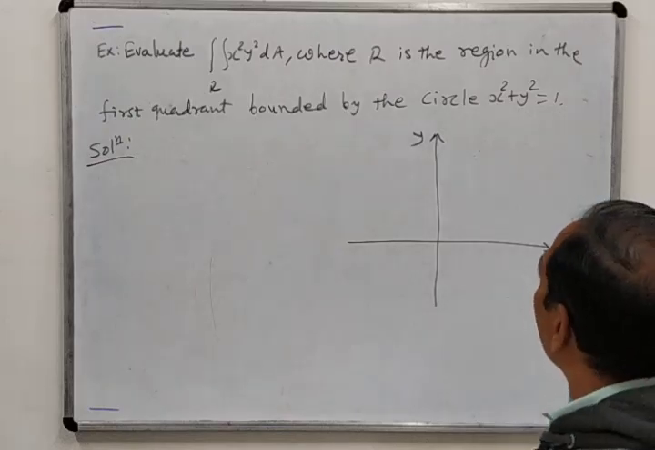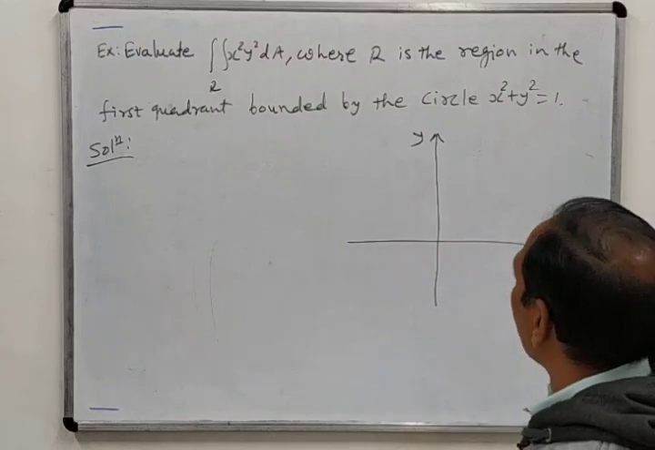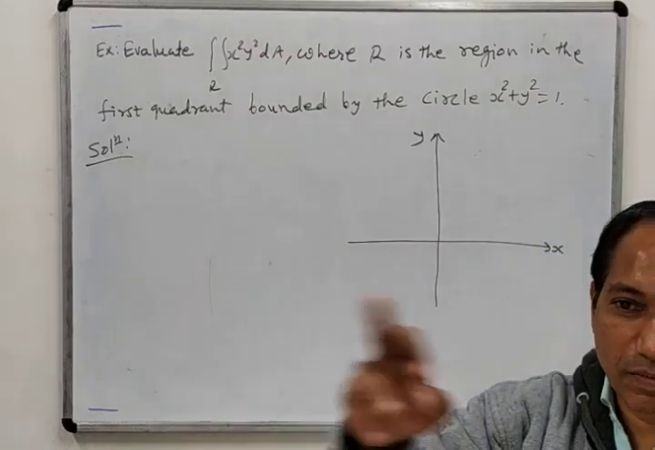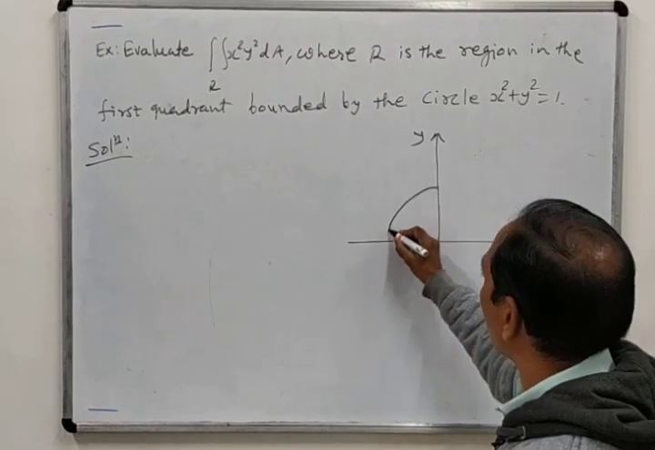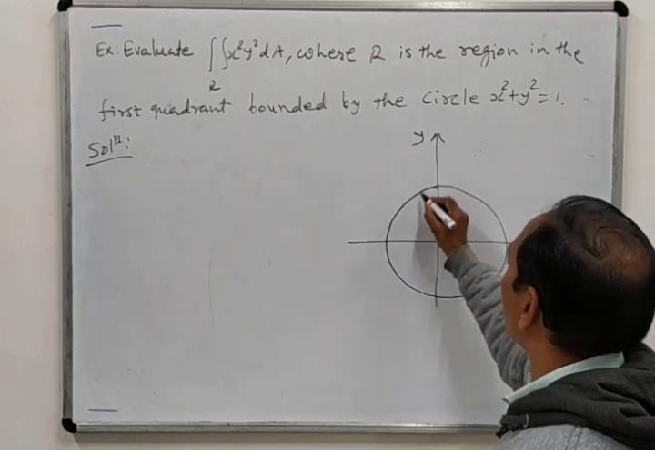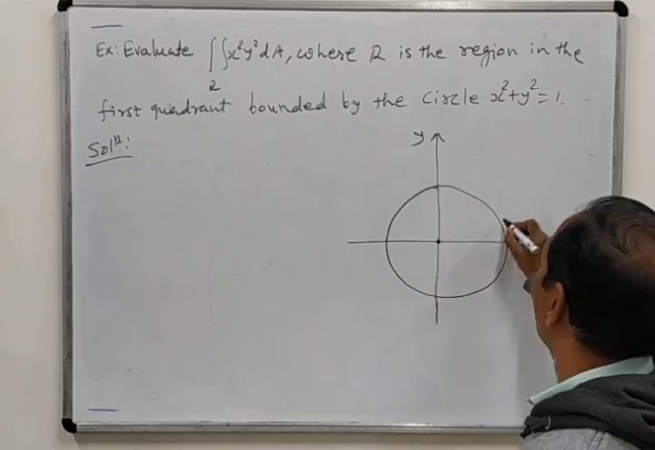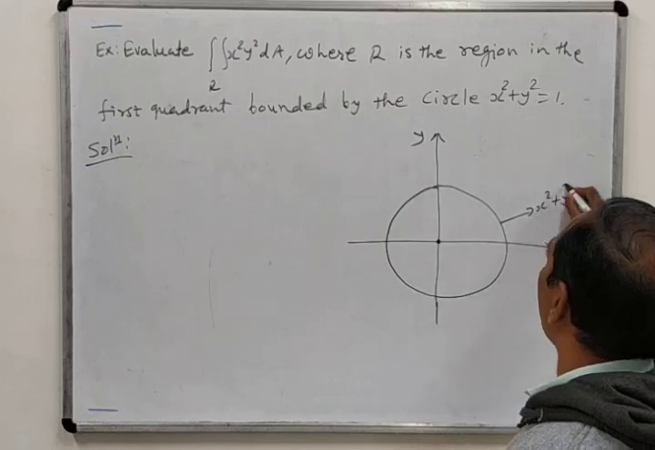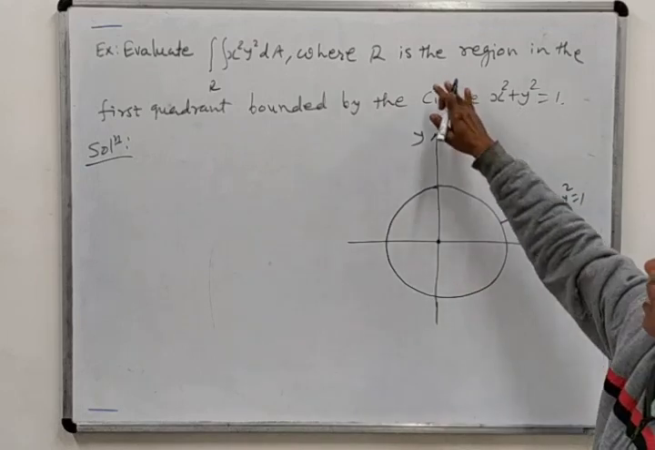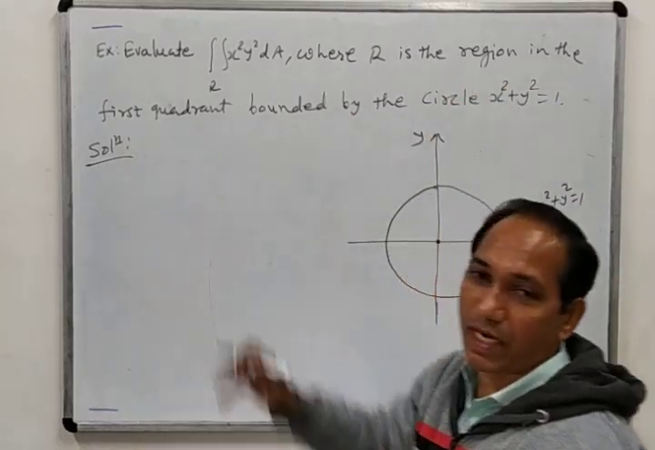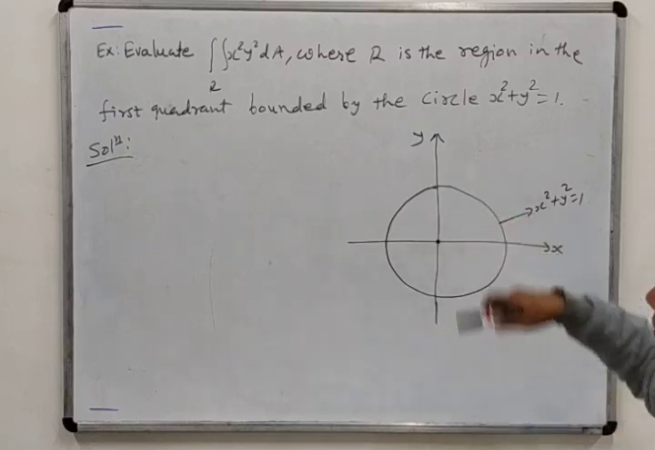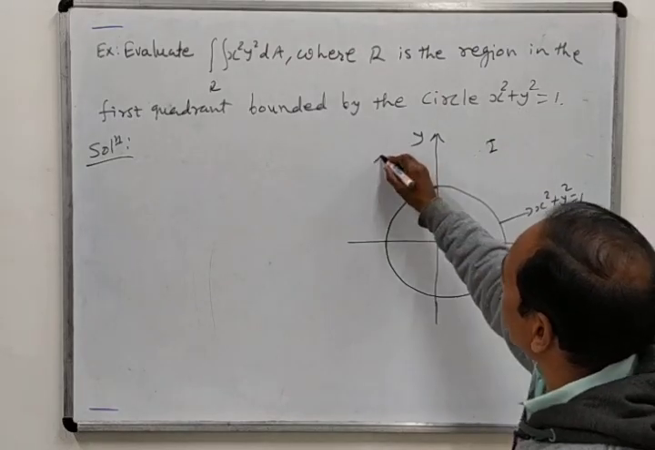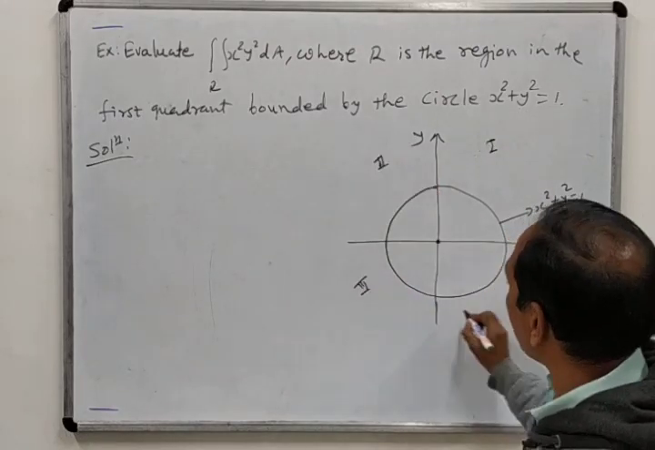So here the region is R, and you don't draw a very small figure, just a medium size figure is required. The circle is given, x square plus y square equal to 1, and you know how to draw a circle with center at origin. Okay, this is the circle x square plus y square equal to 1. And here it is written that R is the region in the first quadrant. So here we don't want to consider the whole circle. First quadrant is what? You know that this is the first quadrant, this is the second quadrant, the third quadrant, and the fourth quadrant.